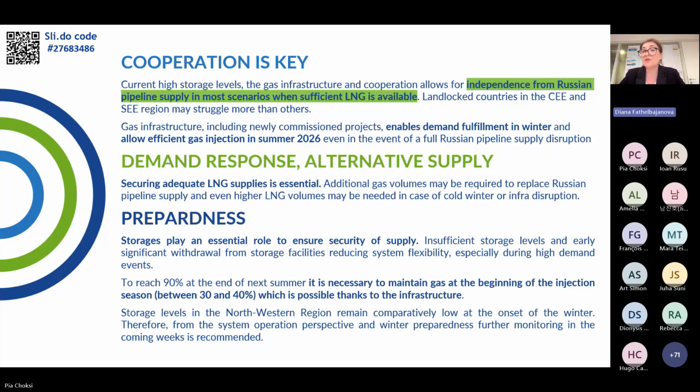And of course, storage plays a crucial role in ensuring supply security, and low storage levels or early significant withdrawals reduce system flexibility, especially when we look at situations of high demand, like a peak day or a 2-week period. So, to reach 90% storage by the end of next summer, we need to maintain gas levels at the beginning of the injection season between 30 and 40%. And thanks to the infrastructure, this is achievable.